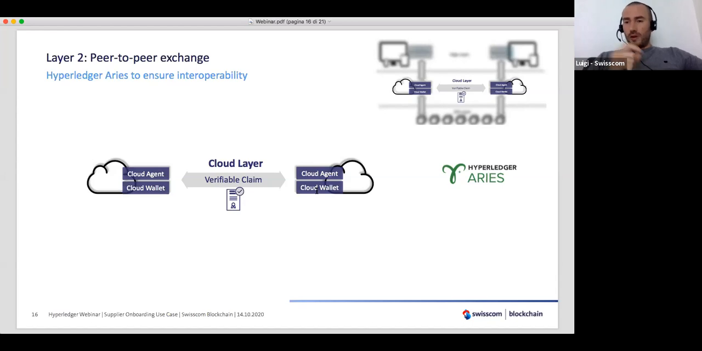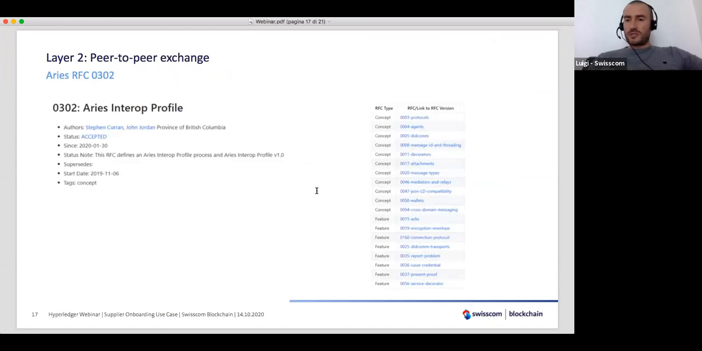In fact, in order to implement this particular peer-to-peer communication layer, which is very important, we decided to stick with the Hyperledger Aries standards, which are rising thanks to the community effort behind this very interesting project called Hyperledger Aries. If you are not aware of it, it's mainly a community-driven effort to try to standardize many of the problems that we are facing in the SSI world. And this particular slide is showing you an RFC, a request for comment, number 302, that is exactly about interoperability between wallet providers.